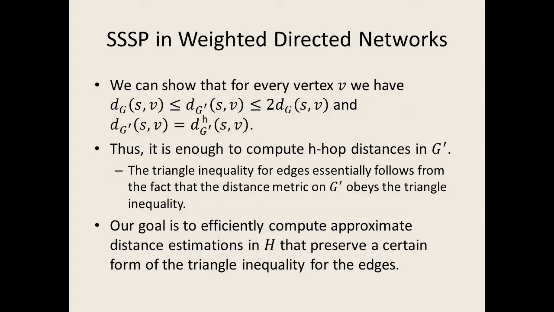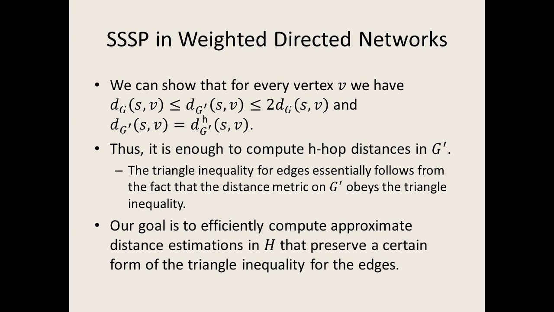We can show that the distances in this graph are 2-approximations to the original distances, and that for every vertex there is a shortest path that consists of at most h edges. This means that to compute the required estimations, it's enough to compute distances in G' up to h hops, as then the triangle inequality for the edges will essentially follow from the fact that the distance metric on G' obeys the triangle inequality.